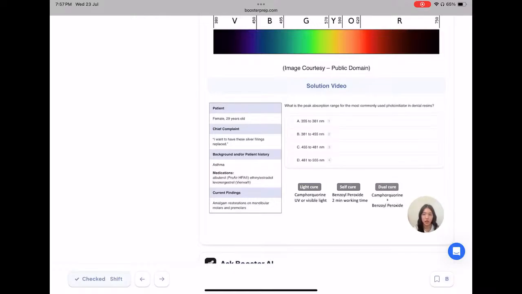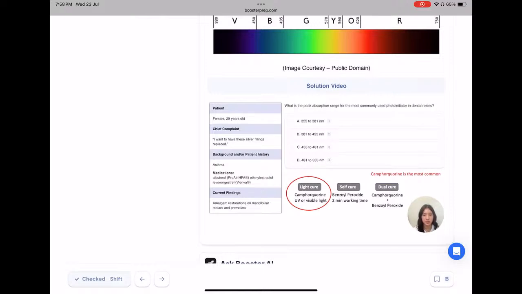Dual cure resins are able to be self-cured or light cured, so this means that they contain both camphorquinone and benzoyl peroxide. So the most commonly used composite resin in dental filling is light cured dental resins, and as we can see here, it requires UV or visible light in order to initiate the polymerization. So what this question is really asking us is which range of wavelengths is required in order to cure light cured dental resins.